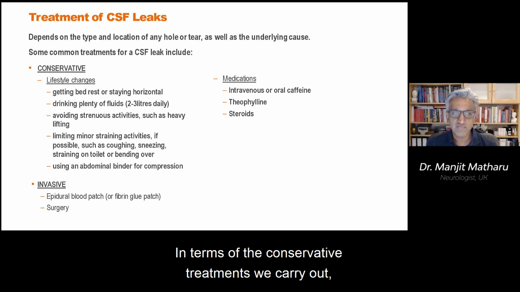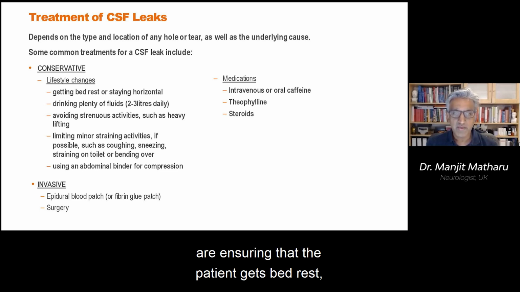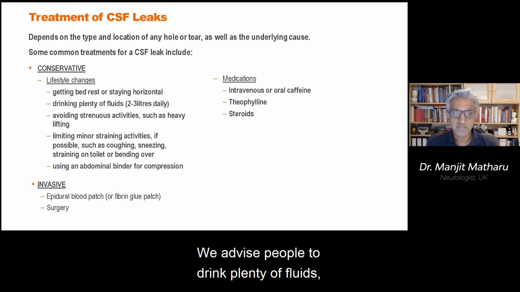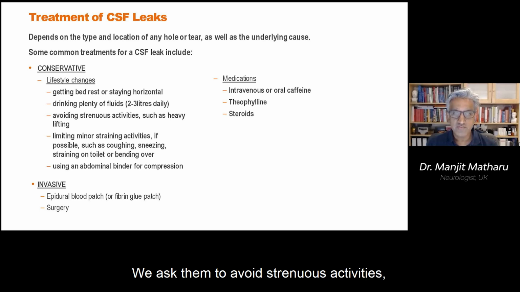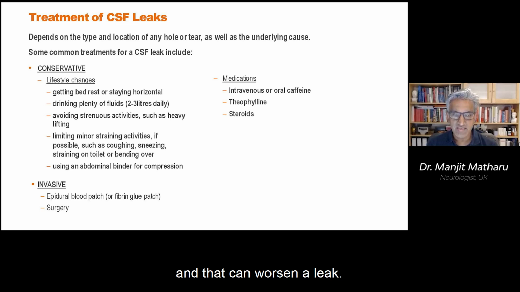In terms of the conservative treatments, we advise lifestyle changes. So the lifestyle changes we advise are ensuring that a patient gets bed rest or stays horizontal as much as possible. We advise people to drink plenty of fluids, 2 to 3 liters daily. We ask them to avoid strenuous activities such as lifting heavy weights. When you lift heavy weights, there are large changes of pressure within the brain, and that can worsen a leak.